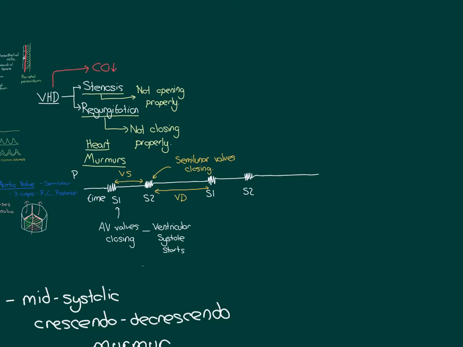Now, what's the result of reducing cardiac output? Well, the big result is that now mean arterial pressure is going to go down. So let's just draw a little flow diagram. So if cardiac output goes down, mean arterial pressure goes down. So the mean pressure in the systemic arterial system is going to go down. Now, why is that?